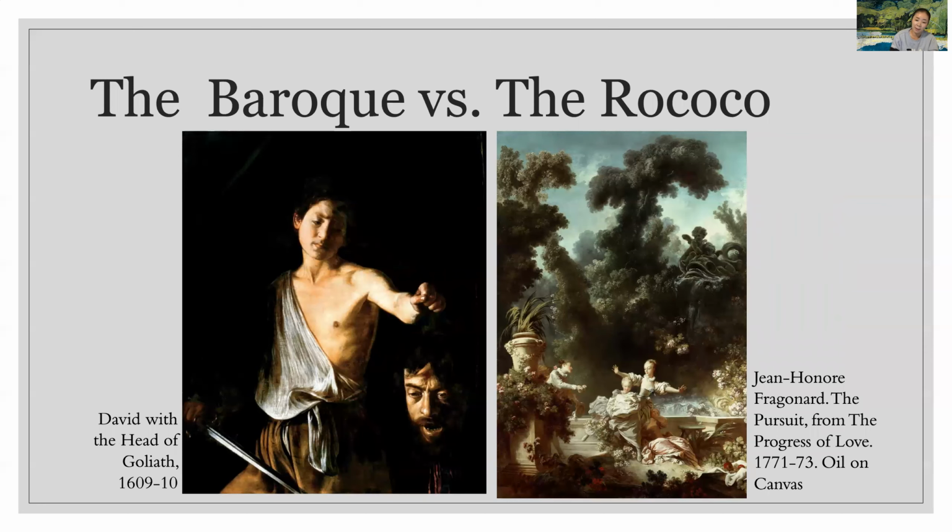And let's see the painting. The left one is the Baroque style painting, and the right one is the Rococo style painting. These two paintings both use deep contrast lighting, but seem very different. So what's the difference?